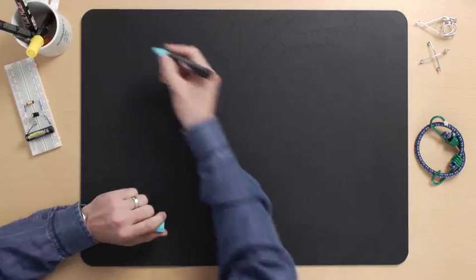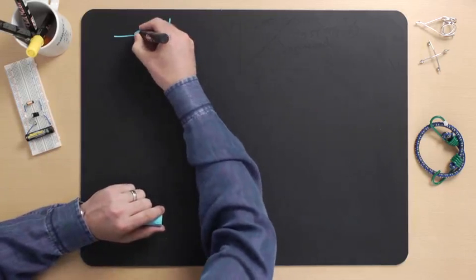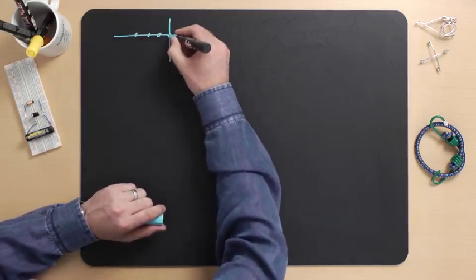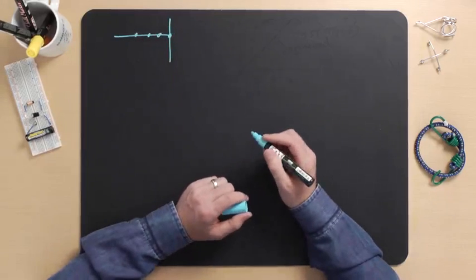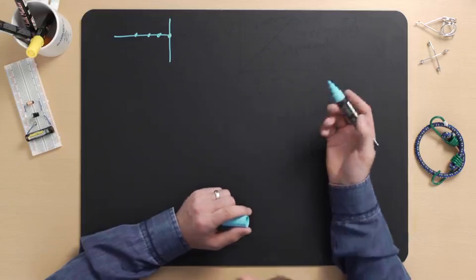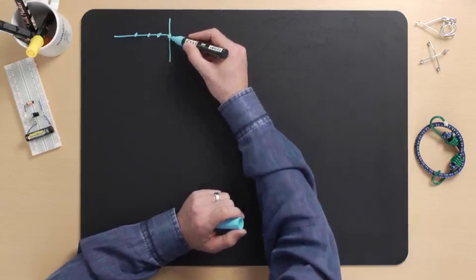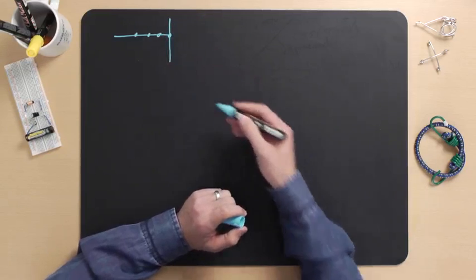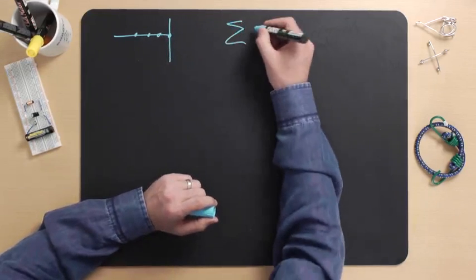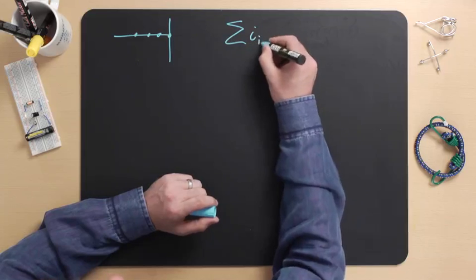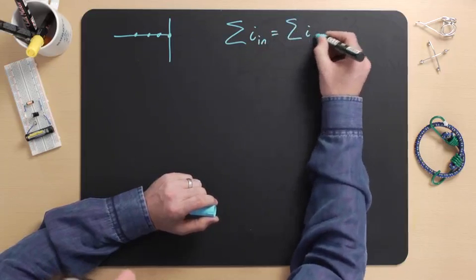Kirchhoff's laws come in the form of two statements: Kirchhoff's current law, which we denote KCL, and Kirchhoff's voltage law, which we denote KVL. The current law states that the current into a node, a place in the circuit typically where two wires meet, must be equal to the current out of the node. So if we have current coming into this node, then that must be equal to the sum of any currents that are exiting it. Therefore, KCL says that the sum of the current in must be equal to the sum of the current out.